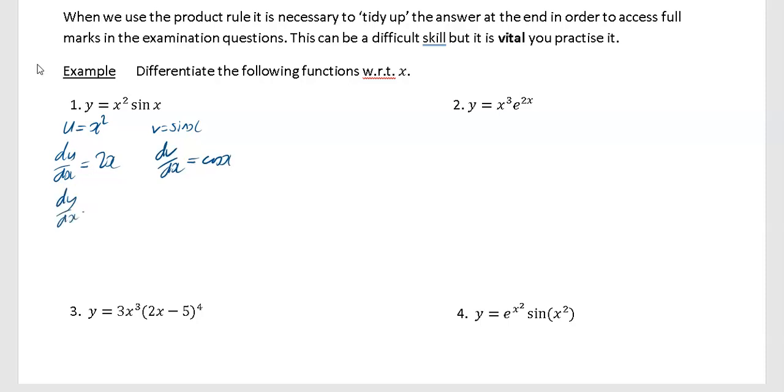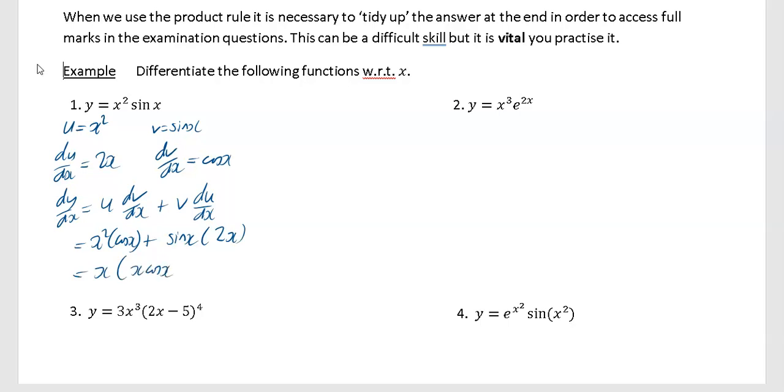dy by dx is equal to u dv by dx plus v du by dx, and then fill in the formula. So just sub in what you've got ready. My u was x squared, my dv by dx was cos x, my v was sine x, and my du by dx was 2x. Now all we can do here, we can factorize out an x, leaving you x cos x plus 2 sine x, and that's it.